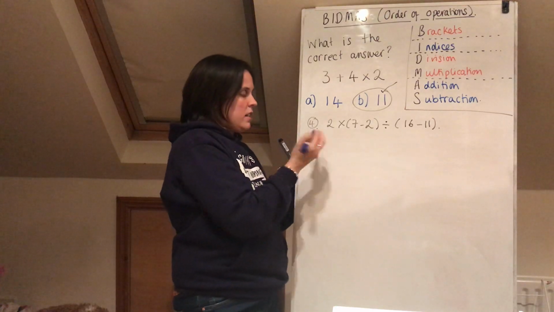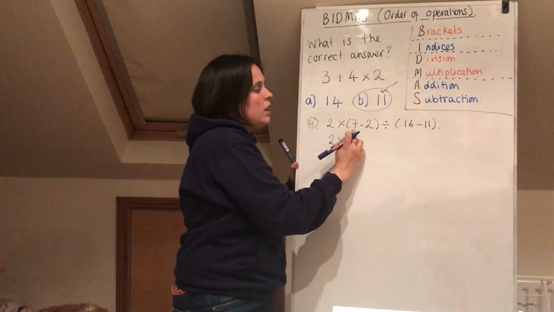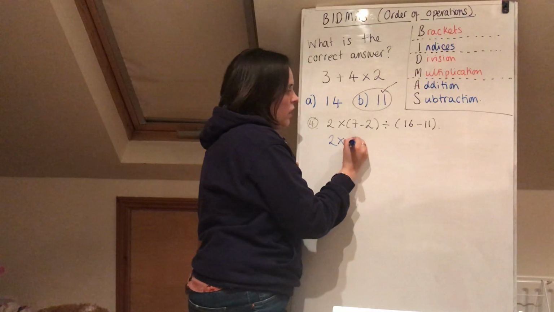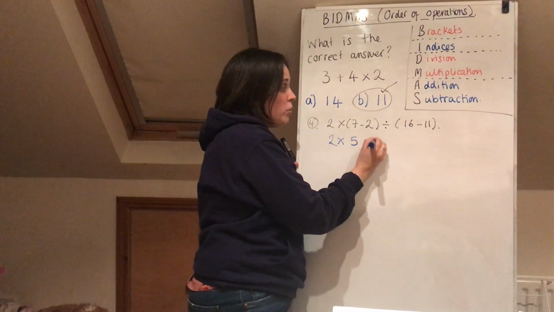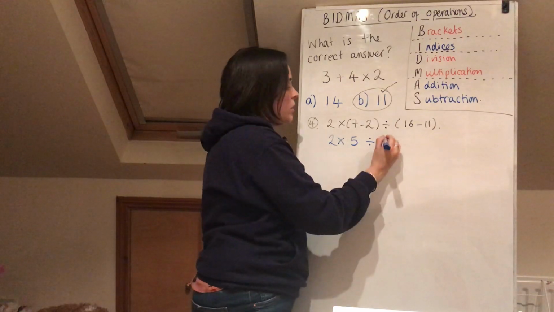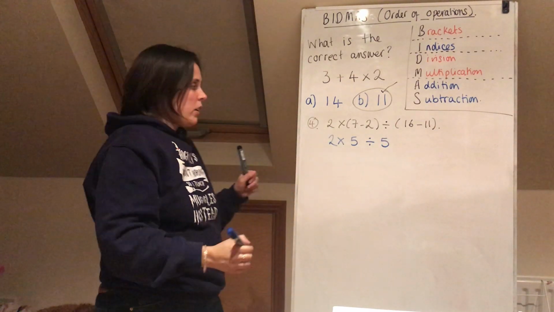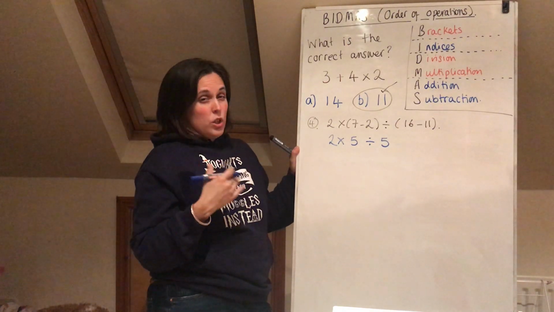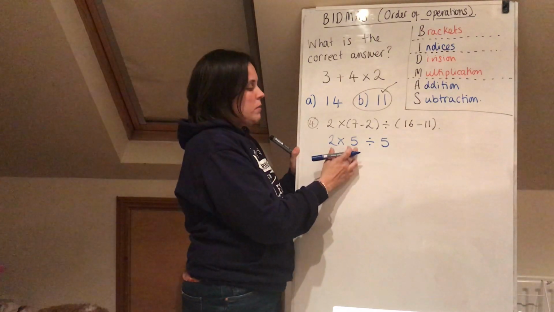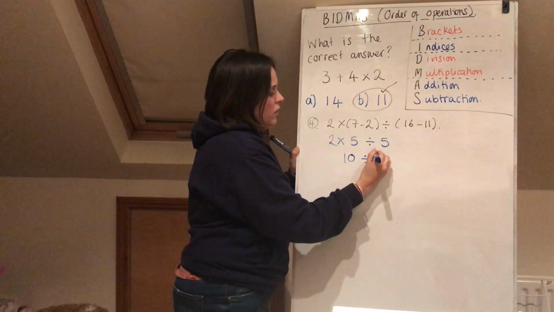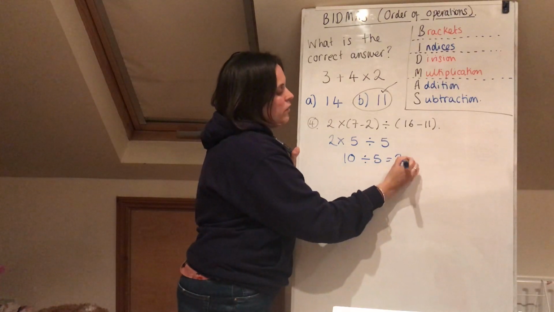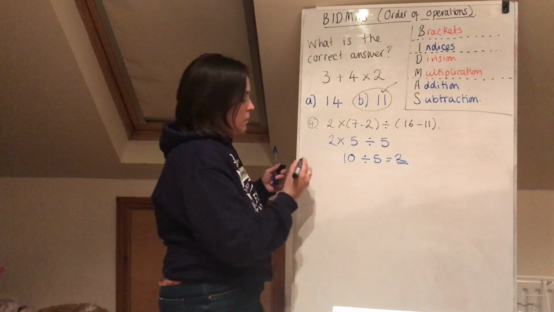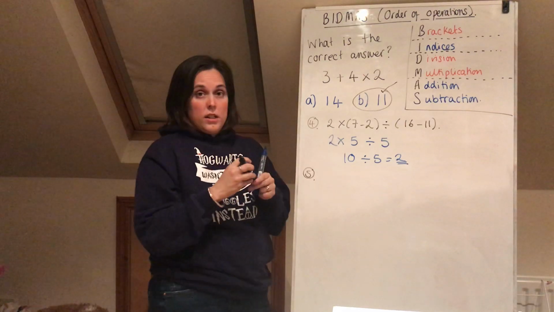So what I mean by that is this. I'm going to copy out the 2 times, I'm going to do 7 take away 2, which is 5, and these two don't interfere with each other, so I can also do 16 take away 11, which is also 5, okay? And now I've got multiplication and division, and that's all I've got, so I can just work left to right. 2 times 5 is 10, divided by 5, and 10 divided by 5 is 2, okay? So that one, it looked horrible, but turns out to be a little bit nicer than we thought.